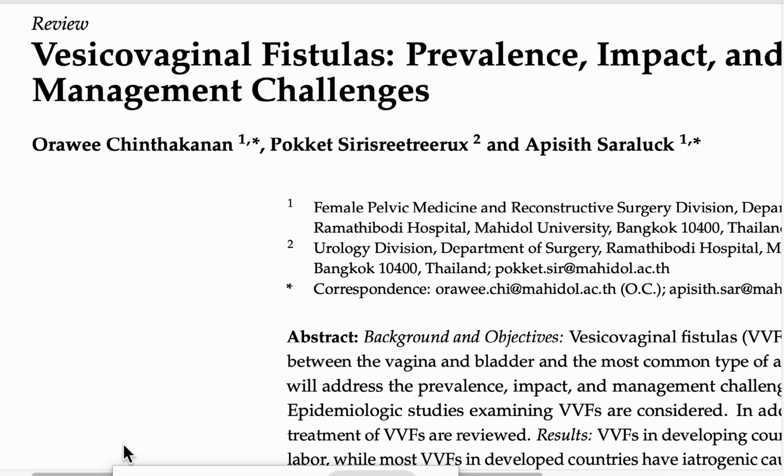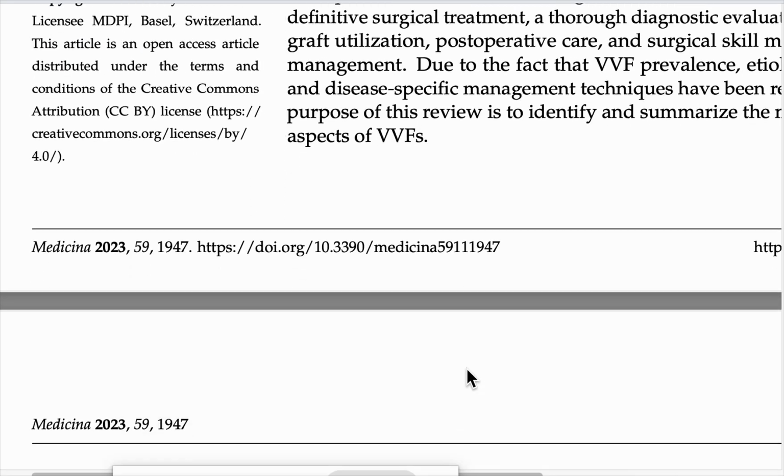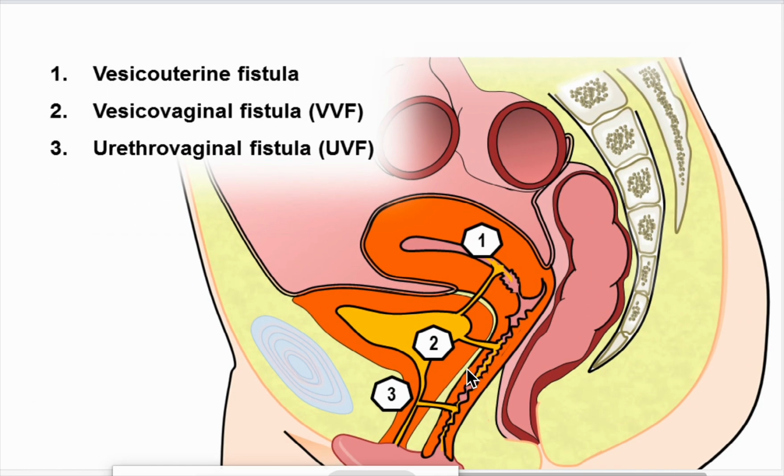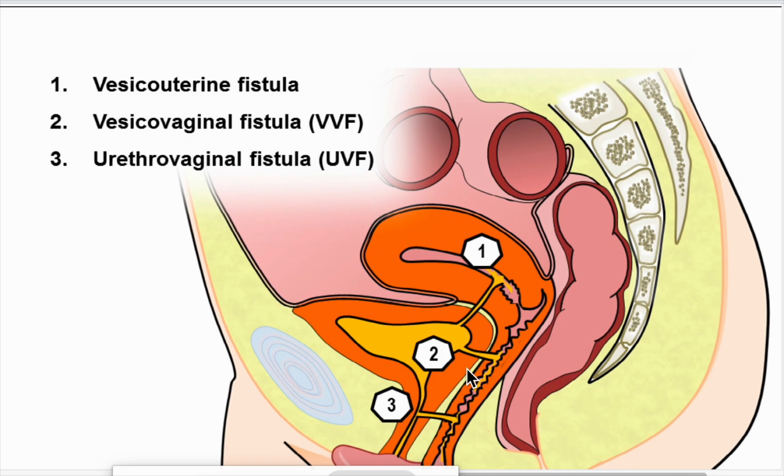The topic is vesicovaginal fistulas. This is in front of you. If you consider vesicovaginal fistulas, these are the types of fistulas which we have here, and which are the most important from our obstetrical point of view.